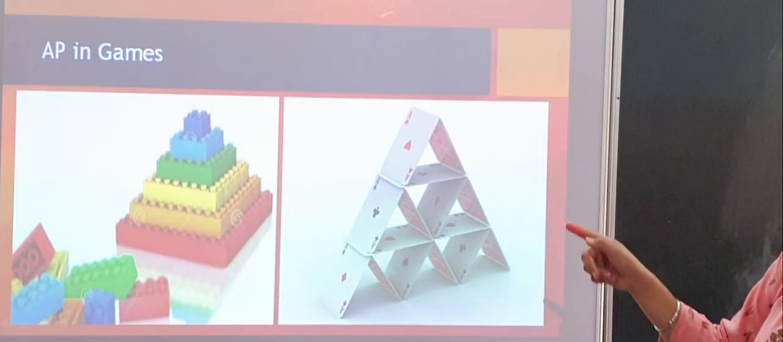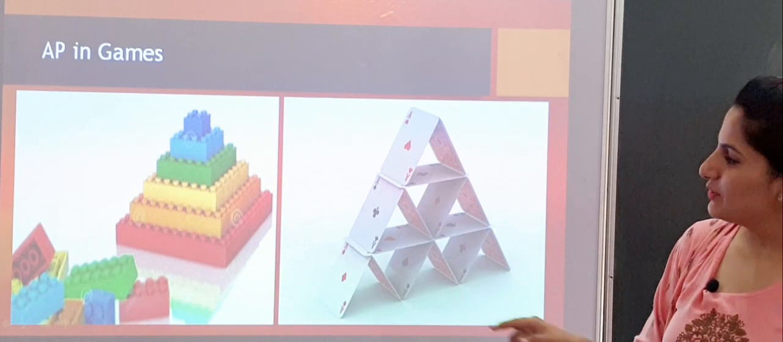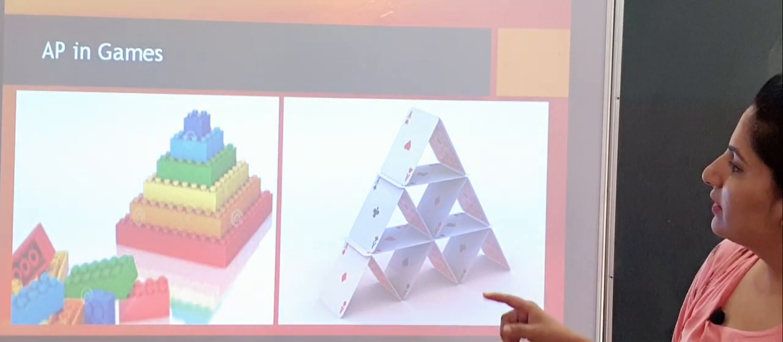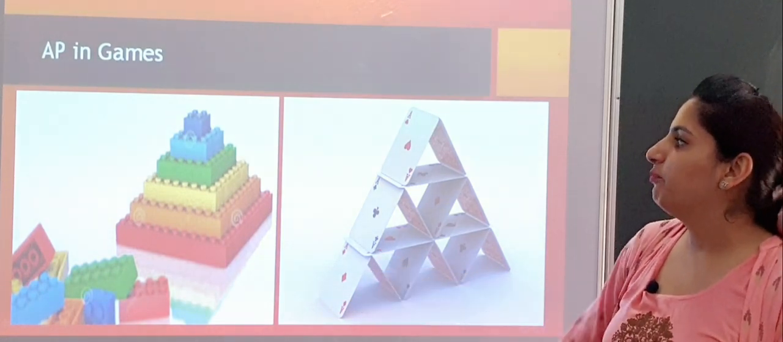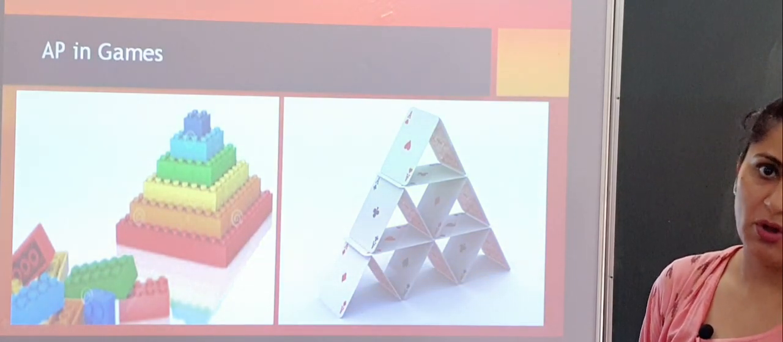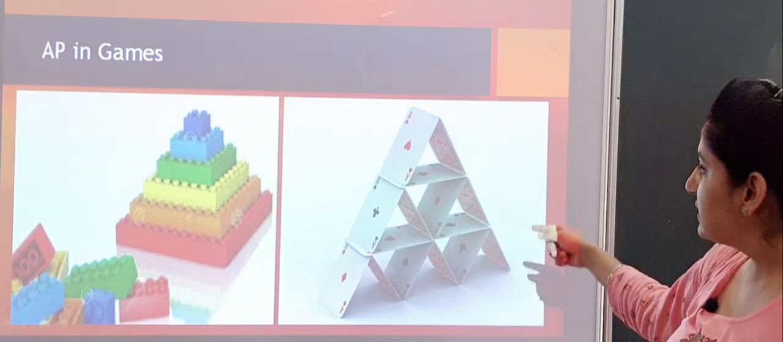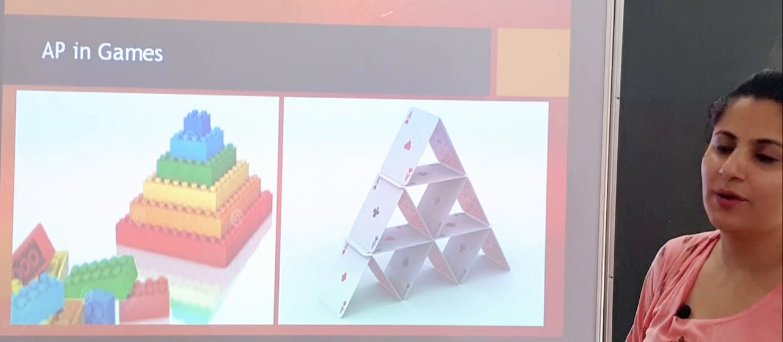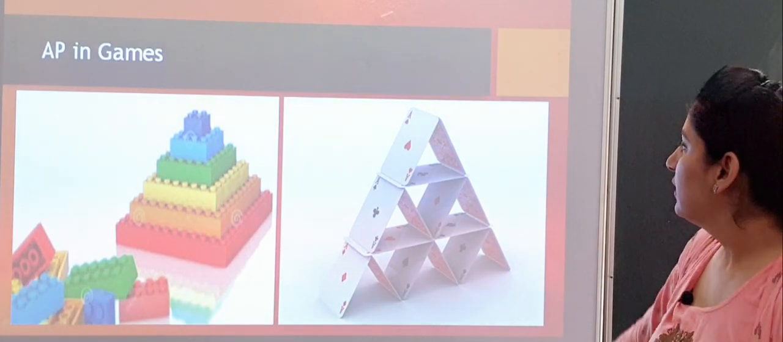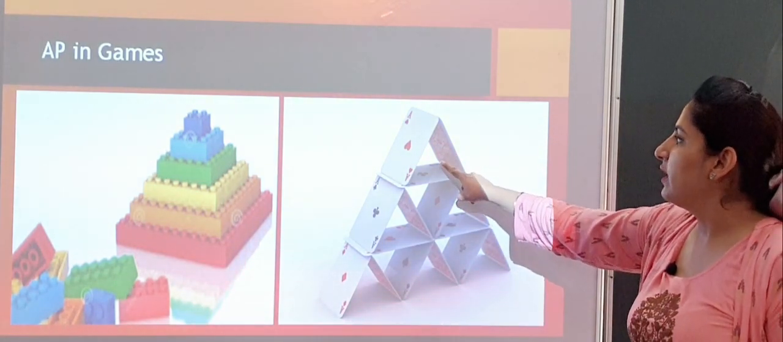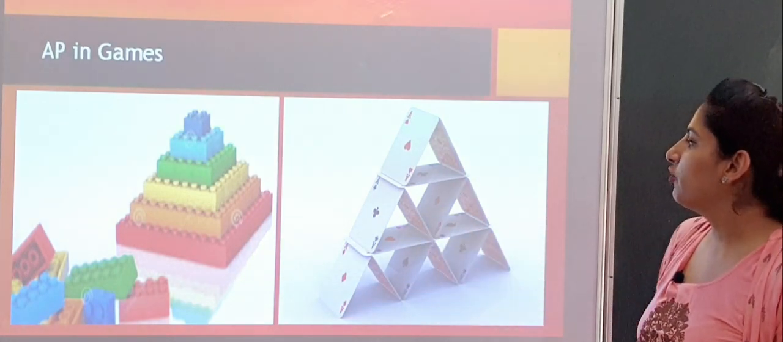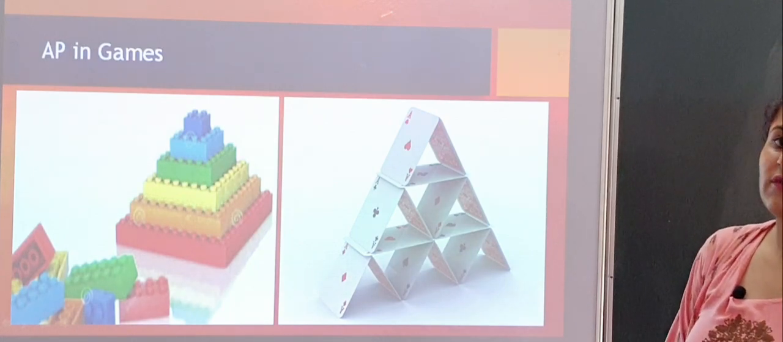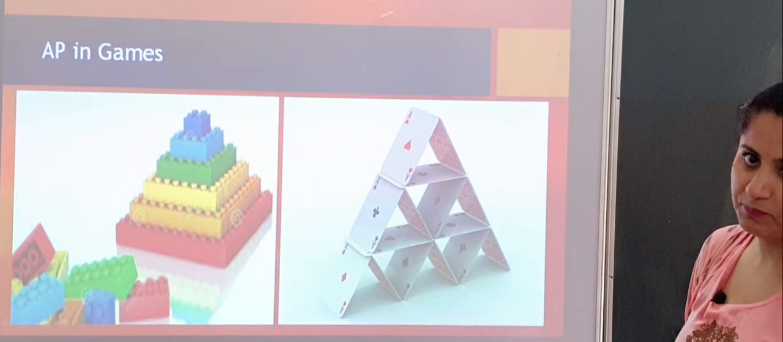Now, the AP in games. You have played the game of blocks, building houses. This game of blocks is based on the concept of AP only. Similarly, you might have drawn this hut with cards. This is the first triangle. In the first row there is 1 triangle, in the second row 3 triangles, and in the next row 5 triangles, and so on.